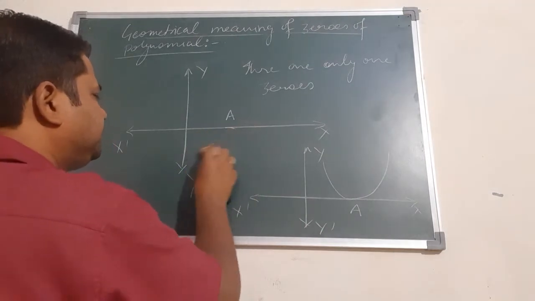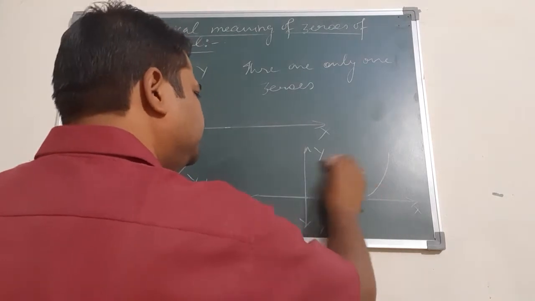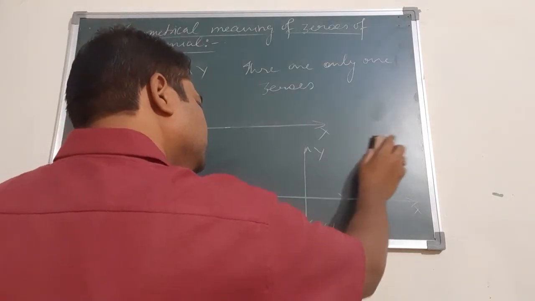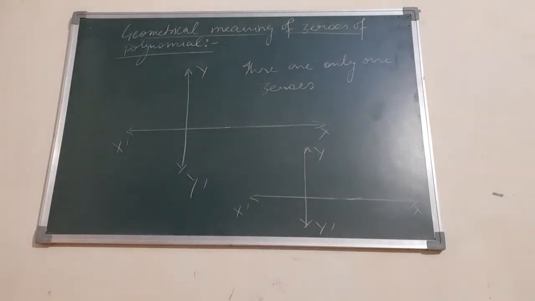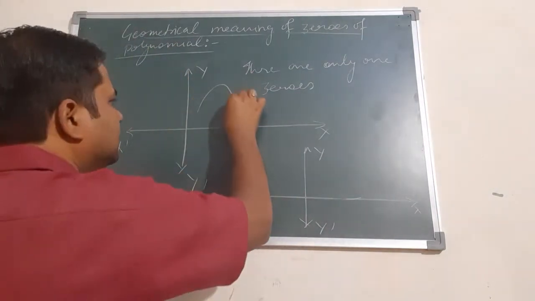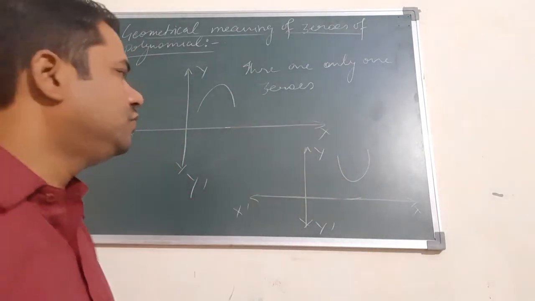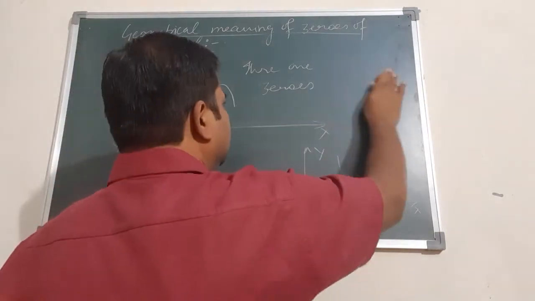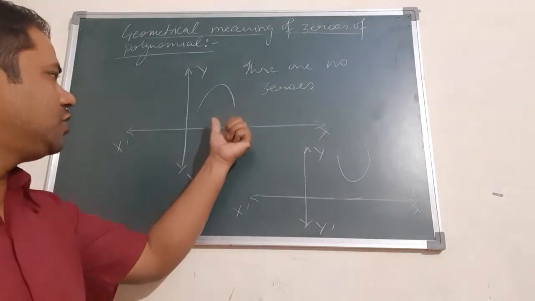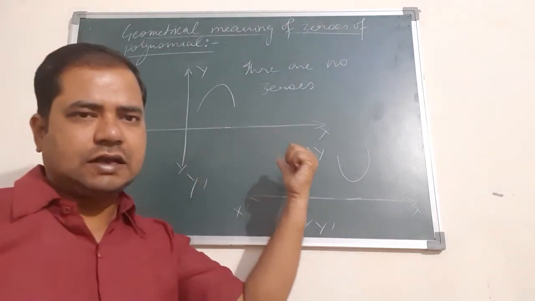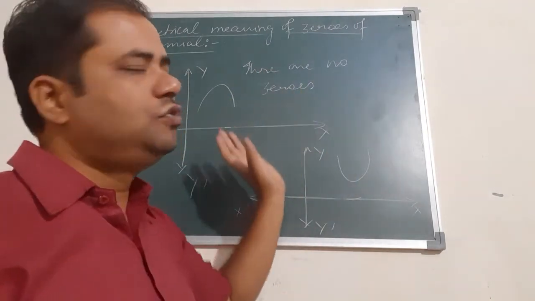Now the third case, maybe the graph is of the type like this, maybe like this. So there are no zeros. Why? Because the graph has no point of intersection with the x-axis. That's why you can say there are no zeros.